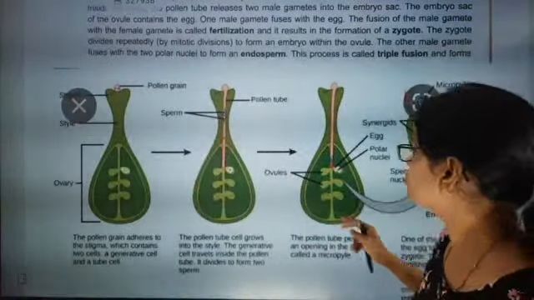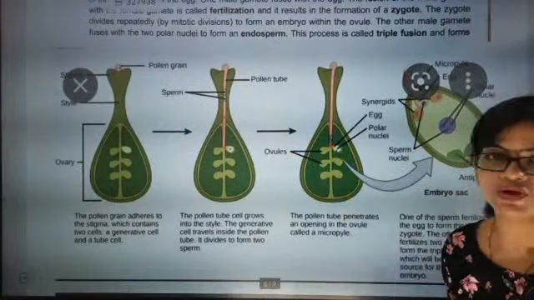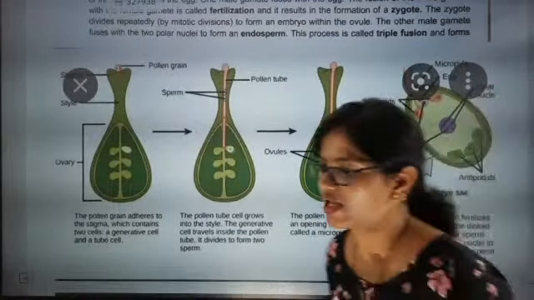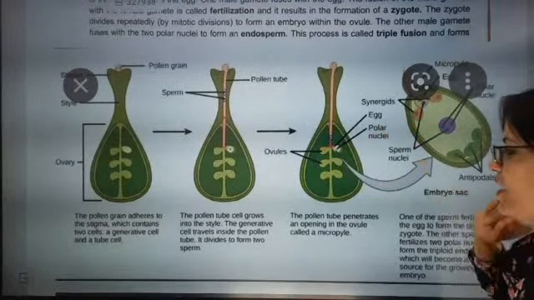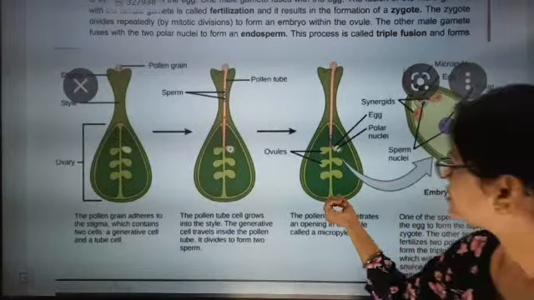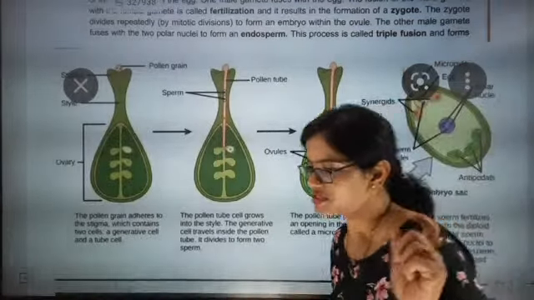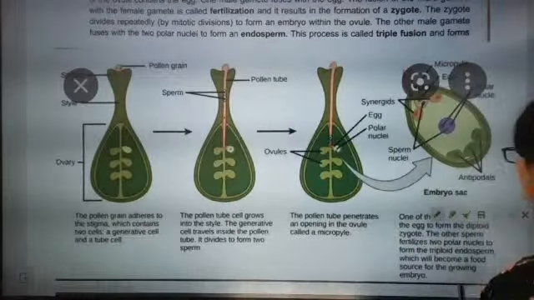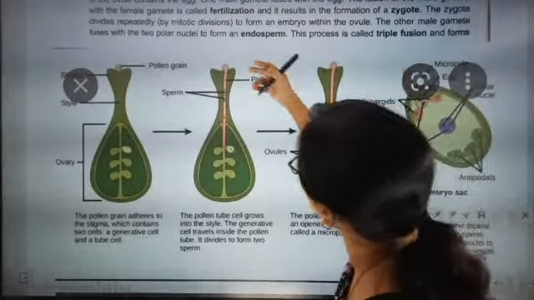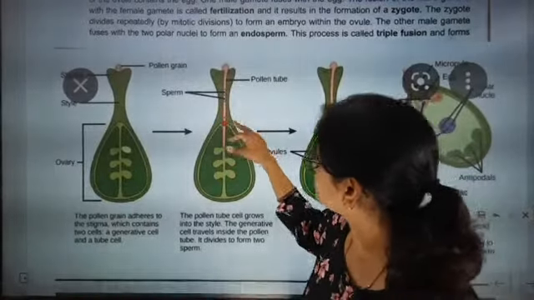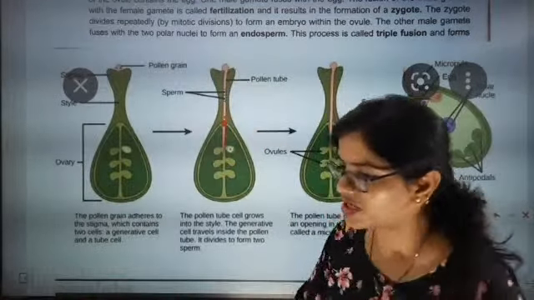Now one will fuse with whom? The first one will fuse with the ovule, and the second one will fuse with the polar nuclei. The one fusing with the ovule enters through the micropyle, the small opening in this region. Sorry, I said micropyle there, but the micropyle will be here. I should show you the micropyle opening. Here it is, because the flower is now upside down. The micropyle opening will be here, and from here only it is entering.